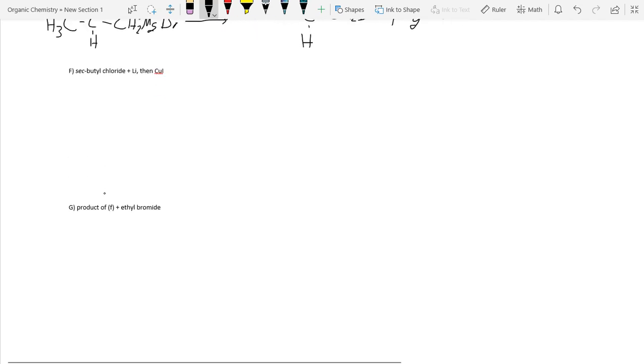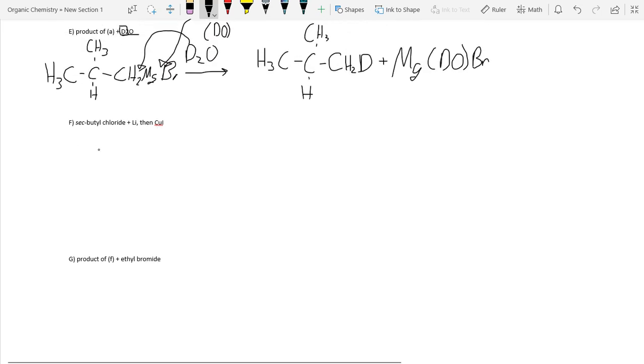So this is a different way to prepare an alkane. This will actually couple two different alkanes. So if you have two small alkanes and you want a bigger one, one way you can do it is you can couple alkyl halides and use an organometallic compound, which is this lithium and copper iodine. So we'll start with the sec-butyl chloride.